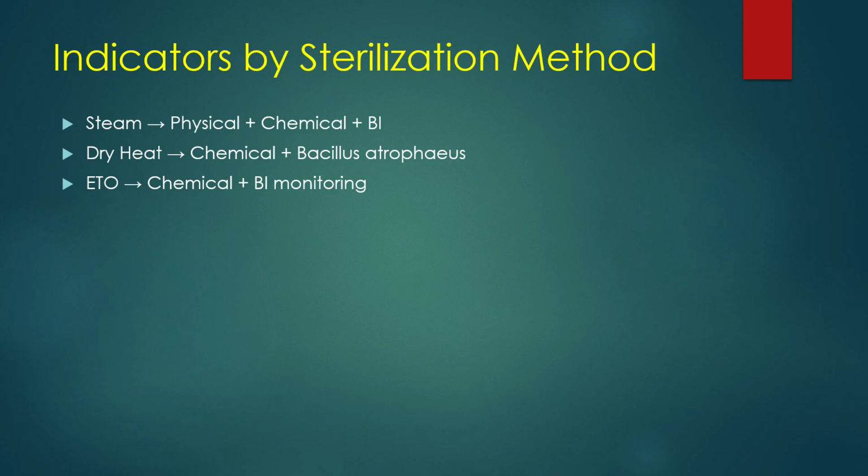Indicators by sterilization method. Indicators vary according to the sterilization method used. Steam sterilization employs physical, chemical, and biological indicators for comprehensive monitoring. Dry heat sterilization commonly uses chemical indicators and biological indicators containing Bacillus atrophaeus spores. Ethylene oxide sterilization relies on chemical indicators along with biological indicator monitoring to verify sterilization effectiveness.